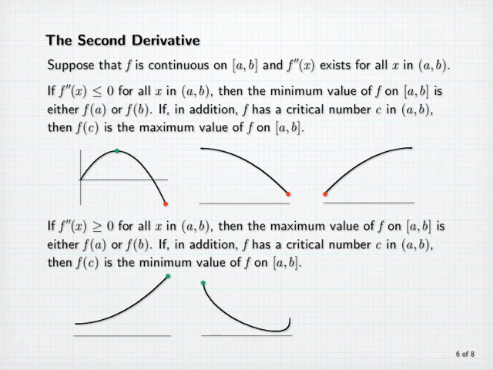Here's another picture where f double prime of x is greater than or equal to 0 over the whole open interval AB. The maximum value of f occurs at the left endpoint. Here there is a critical number in the interior of the interval, and that's where the minimum value occurs. And here's another picture where f double prime of x is greater than or equal to 0 over the entire open interval. Notice that the maximum value occurs at both of the endpoints. There's a critical number in the interior where the minimum value occurs.